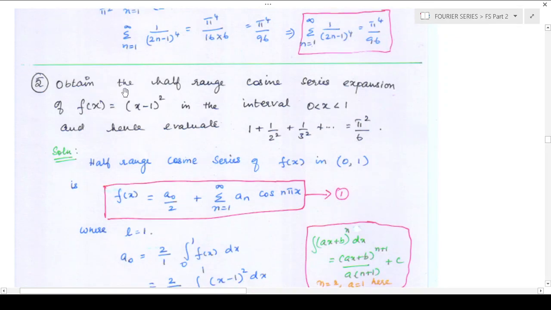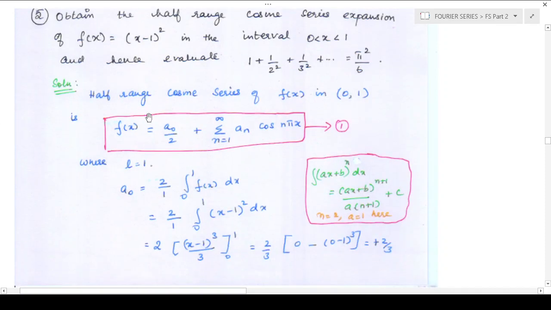Fifth question. Obtain the half range cosine series expansion of f of x equal to x minus 1 the whole square in the interval 0 to 1. Hence, deduce summation n equal to 1 to infinity 1 by n square. As usual, in 0 to 1, your L is 1 here. So your half range cosine series will be f of x equal to a naught by 2 plus summation n equal to 1 to infinity a n cos n pi x divided by L. L is 1, so it will be cos n pi x.